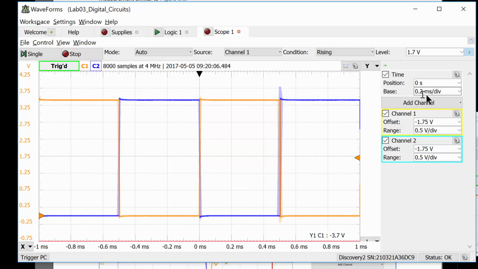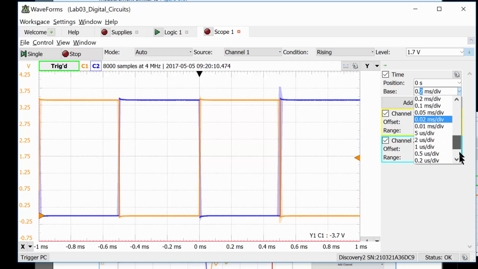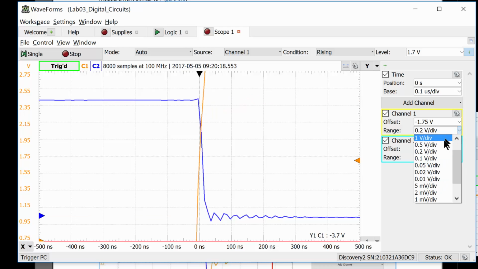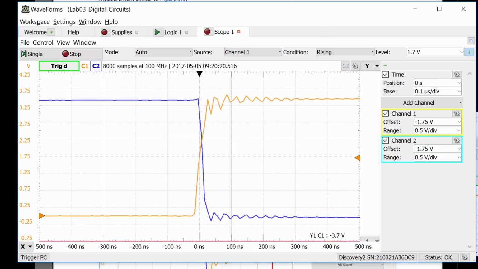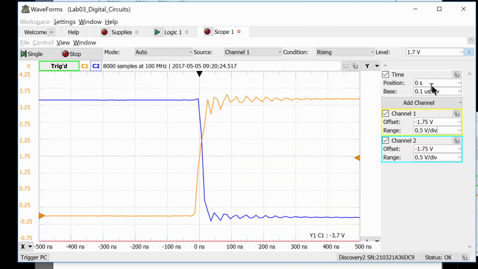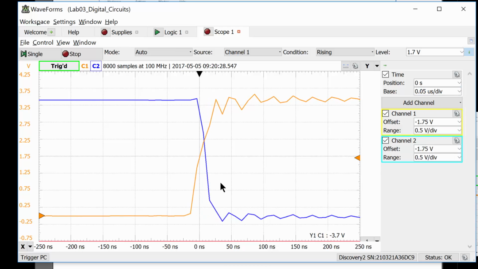So I can zoom in over here on the time base. Let's go ahead and go way in. So I don't know, you can go down to like 0.1 microseconds and look at how far we zoomed in there. Let's go to, not that. Let's go all the way to, let's see, what did I say in the handout just to be consistent? We're down to like 0.05 microseconds. Okay, so 0.05 microseconds. And this is now zoomed way in on the input and the output.